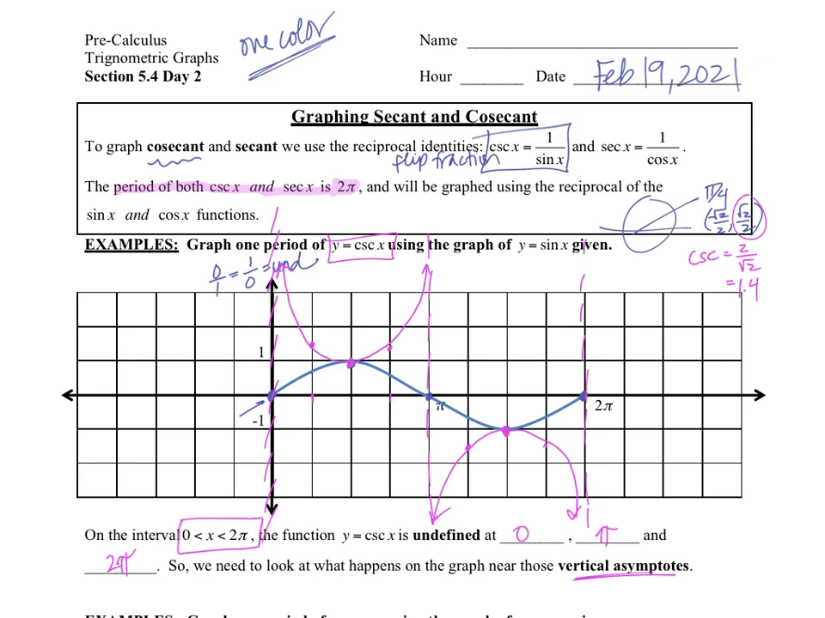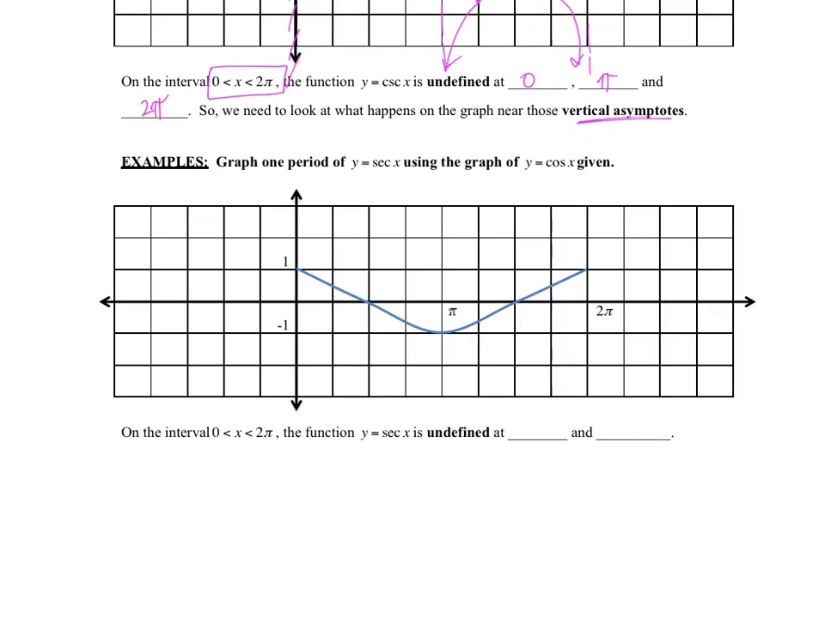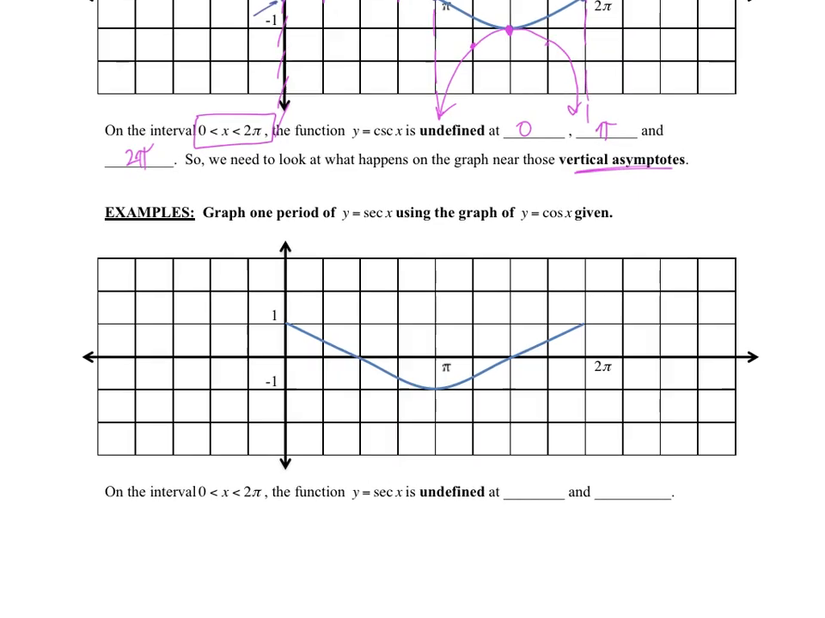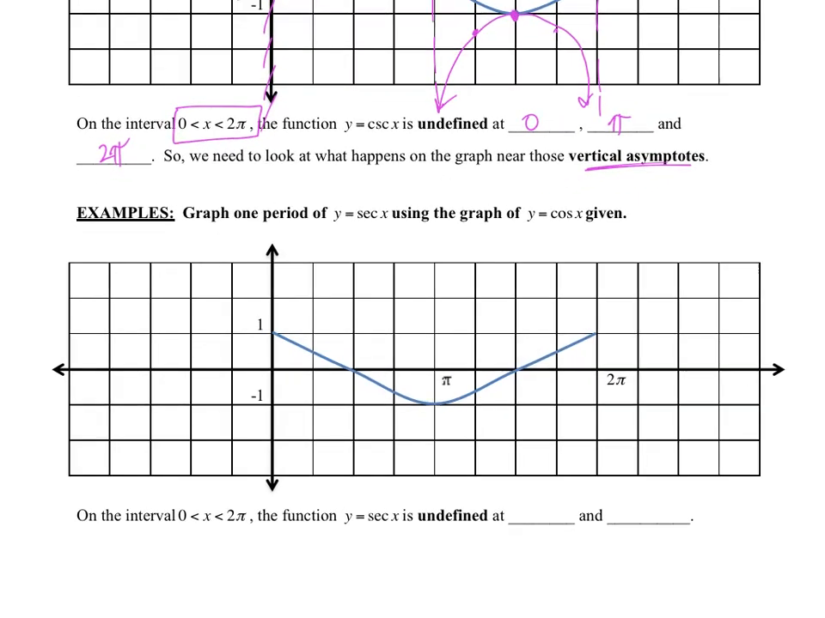So the parent graph still has that period of 2 pi because I have to use the entire sine graph in order to give me that. So because they're reciprocals, they have the same period as sine and cosine do. So let's see if we can do a similar thing then for the next one. One period of secant. So remember that secant is the reciprocal of cosine.